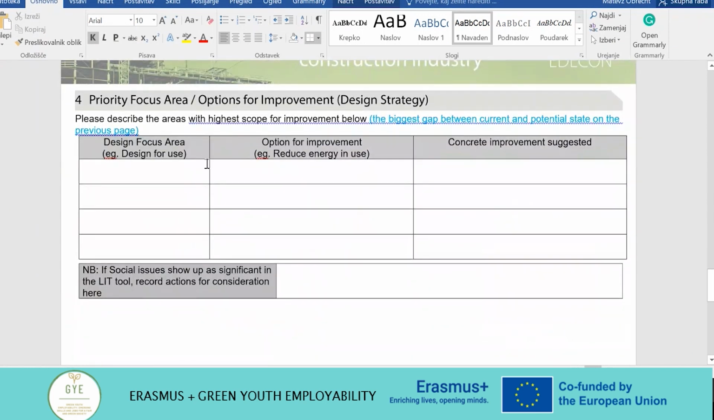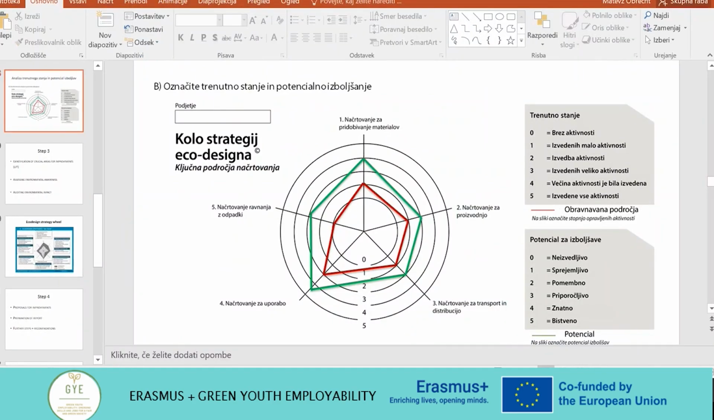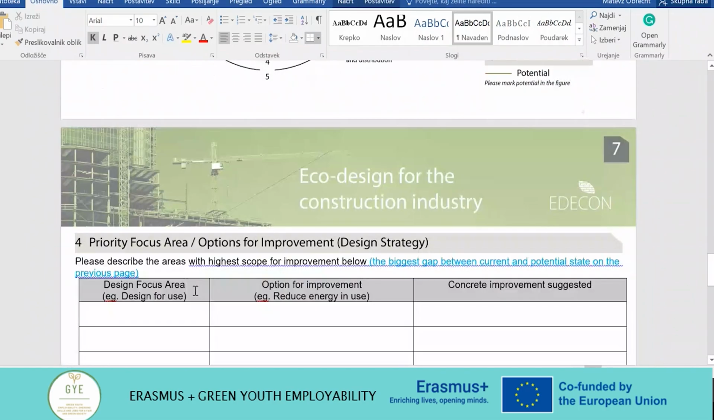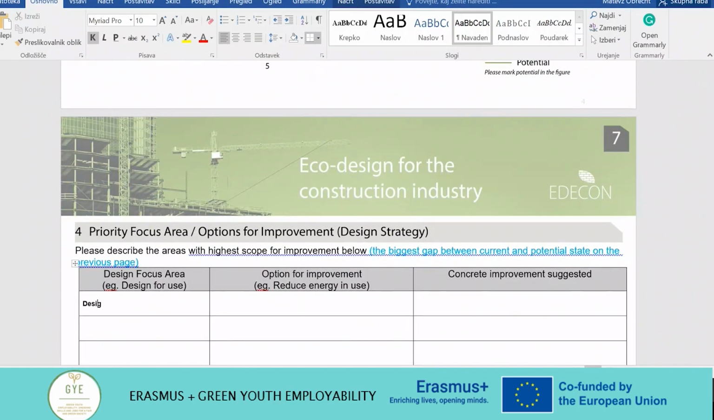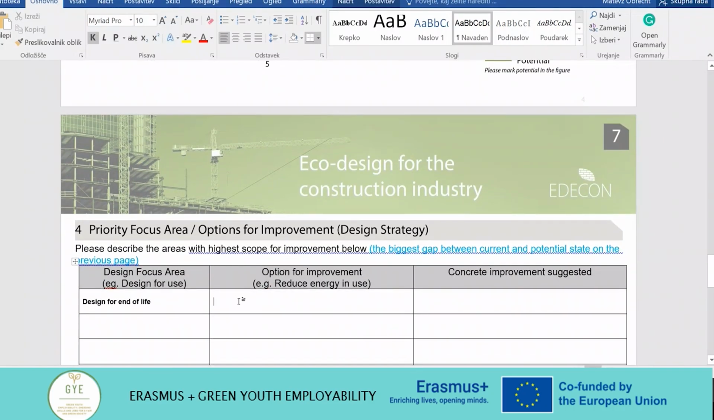So design for focus area, you will say, okay, in this case, you have design for end of life. This one is the biggest. So you will write down here design for end of life. And you will have what is the potential for improvement. For example, for the end of life, for the plastic bottle, what you can do.